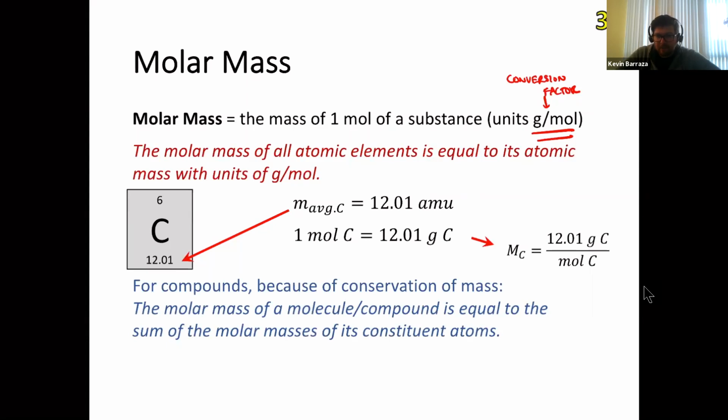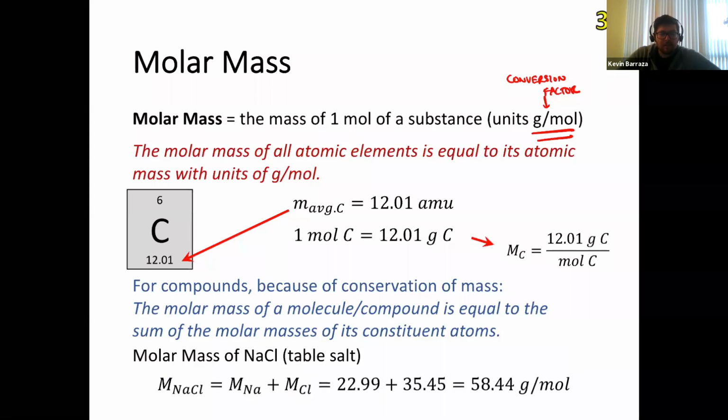It's a simple extension to do more complex molecules, so particles with more than 1 atom. For compounds, because of conservation of mass, the molar mass of a molecule or compound is equal to the sum of the molar masses of its constituent atoms. So for example, what is the molar mass of table salt, NaCl? Well, this chemical formula tells me I have 1 sodium and 1 chlorine. So I am going to look at my periodic table. Hopefully we have our periodic tables from before because we are going to be using them.